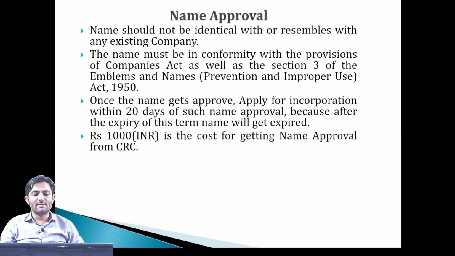Next, once the name is approved, we are taking an example that you have applied for a name XYZ Limited and it is approved, then how long would it last? It would last for 20 days, which means you may apply for incorporation of that name within 20 days from the date of approval of the name. Next, what would be the cost of applying the name? The cost of applying the name would be rupees 1000 and you can apply two names simultaneously in one application.